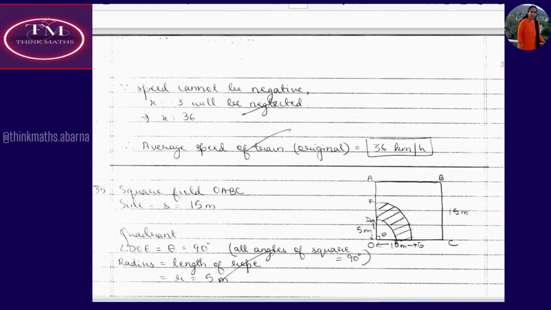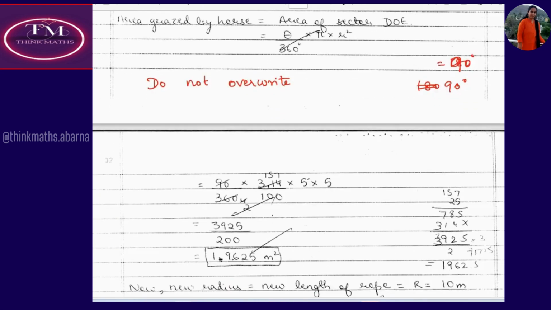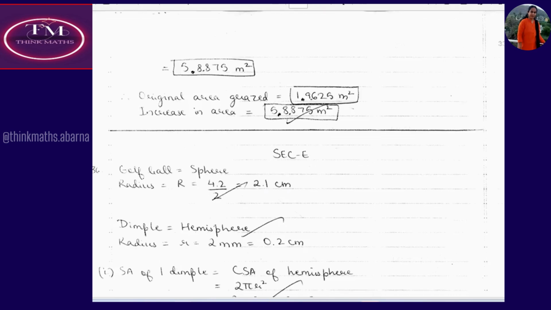Next important thing. If you make any mistake, don't overwrite. Suppose you have written all angles of square equal to 180 degree. So just don't write 90 degree over it, or just don't overwrite. So if you have written 180 degree, strike it and write it as 90 degree. So do not, this is important, do not overwrite. Okay. And always write the question number and the subdivision.